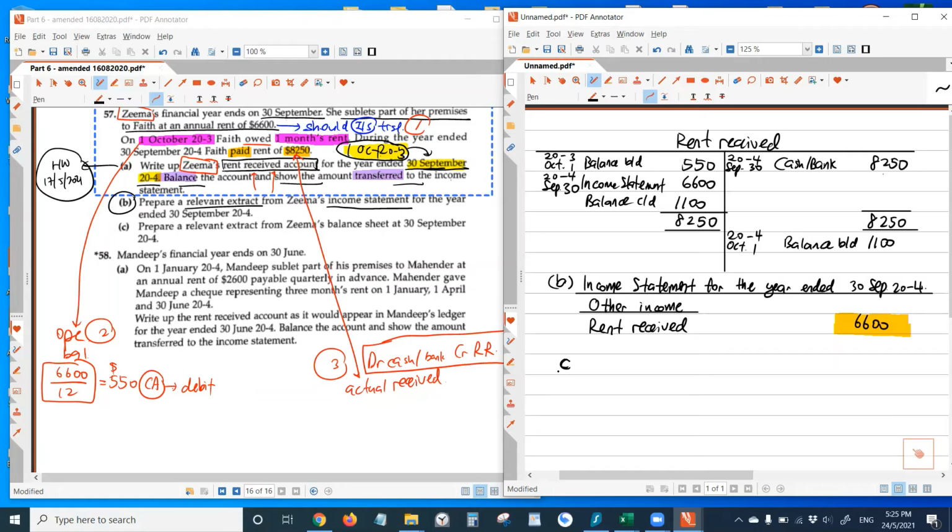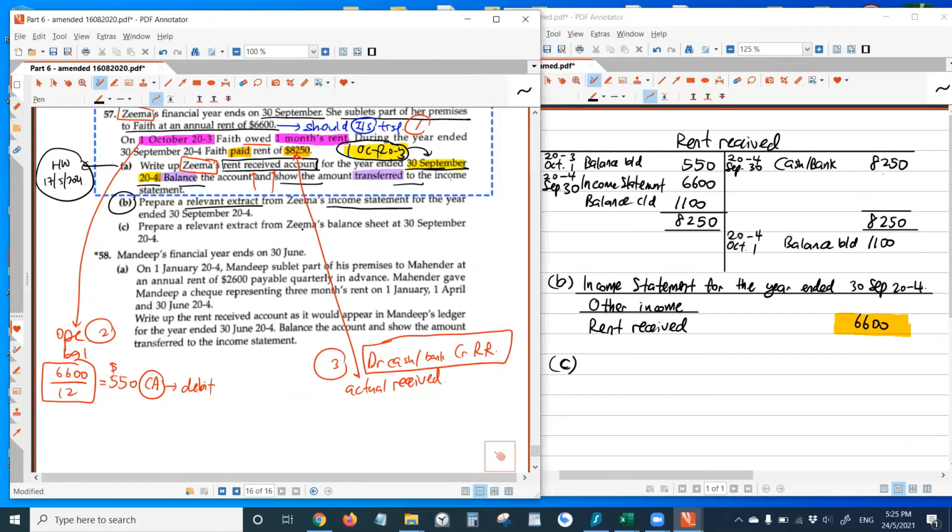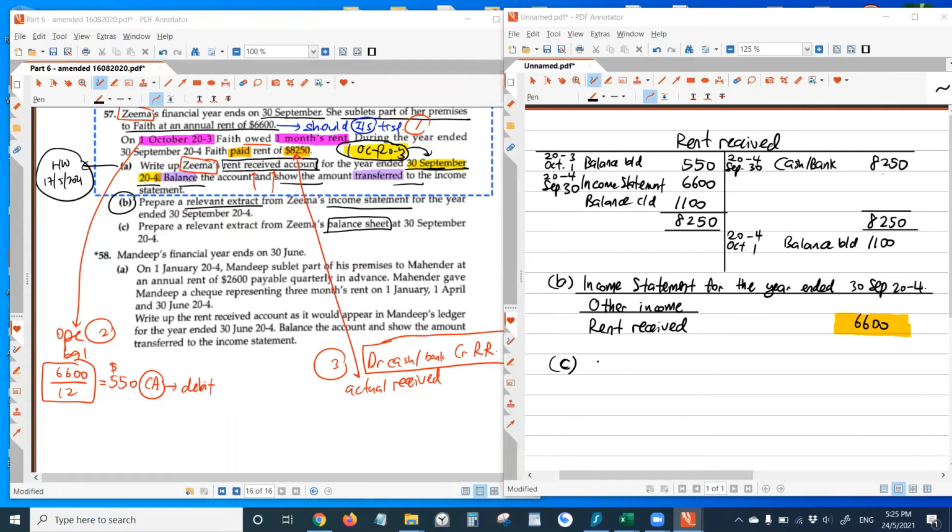Okay, now part C. Prepare a relevant extract from Zima's SOFP. The term balance sheet here means statement of financial position. Remember, on the top you have NCA, CA, then capital, NCL, and CL. They use the term balance sheet because this is an older accounting workbook, so we replace it with SOFP. You write along with me for part C.